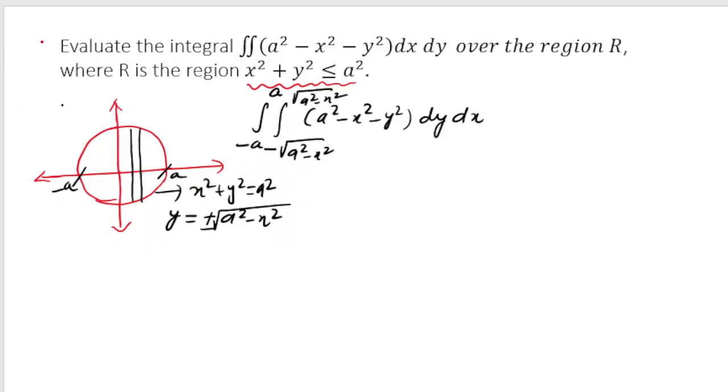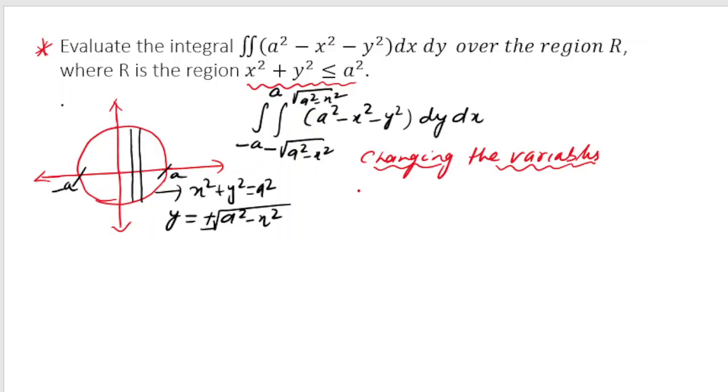But since we are talking about change of variable, I want to change the xy variables into a new set of variables, that is r theta variables. So let me solve it by changing the variables. And you will realize yourself why changing the variables in this case will make the computation easier.